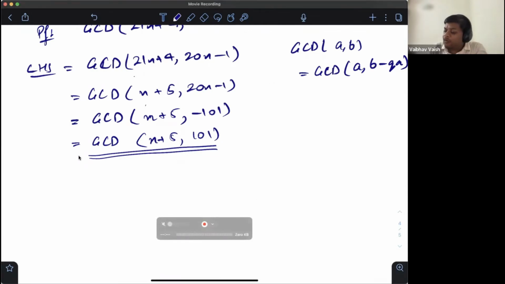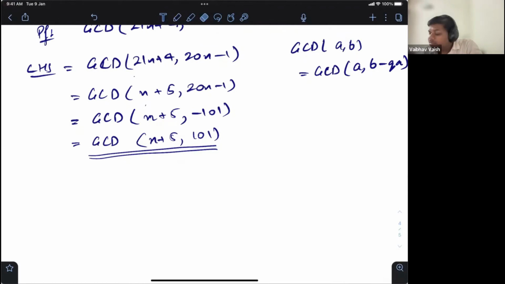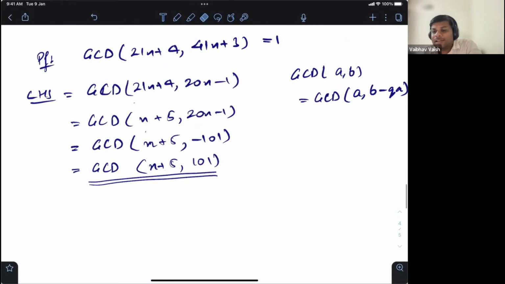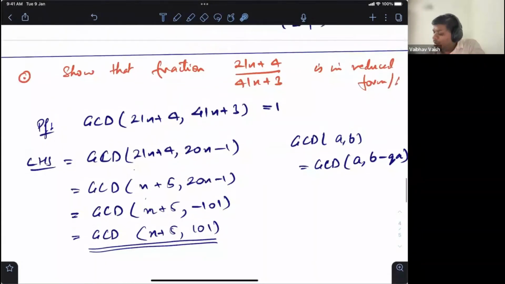What can GCD of 101 comma n plus 5 be? It can be either 1 or 101, because this number is prime. It has to be a factor. Okay.